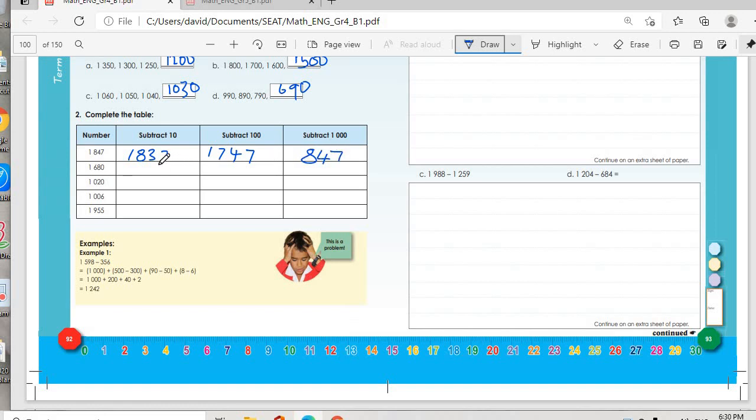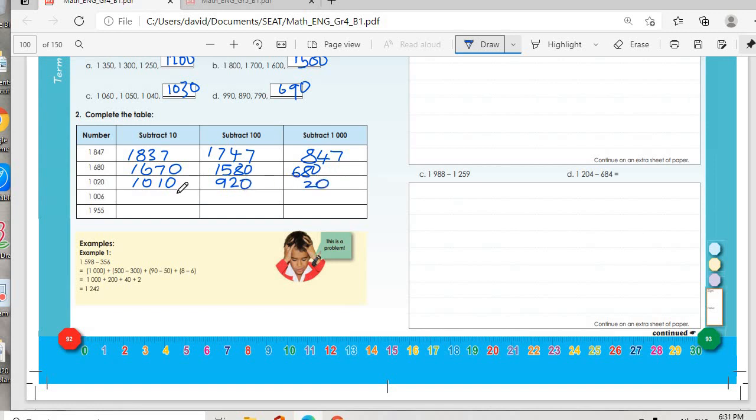Okay, then the next one, 1680 minus 10, it becomes 1670. Then subtract 100, becomes 1580. Then subtract 1000, it becomes 680. Okay, then 1020, subtract 10, it becomes 1010. Then subtract 100, becomes 920. Then subtract 1000, it becomes 20.